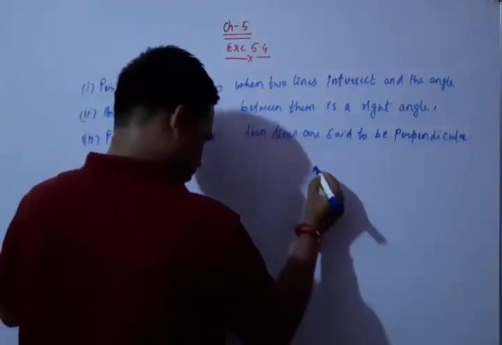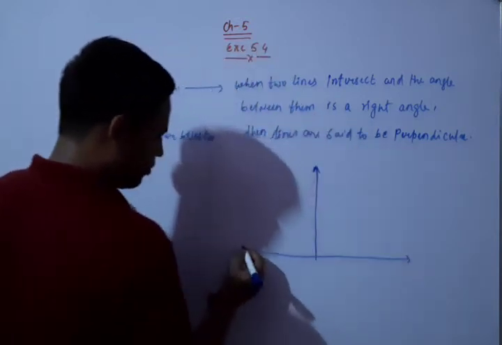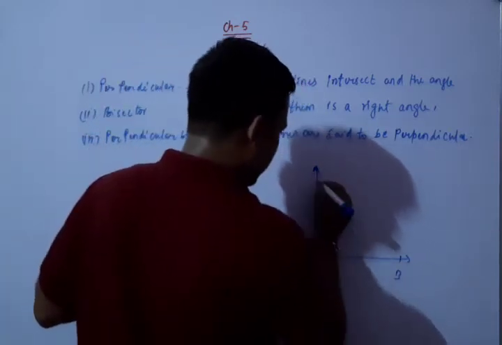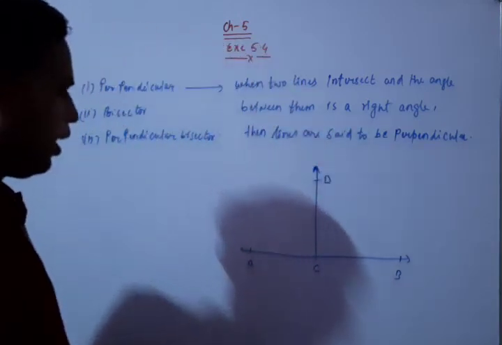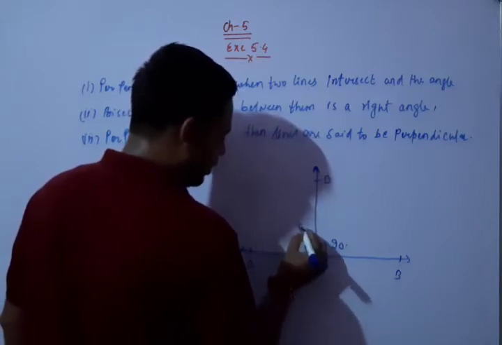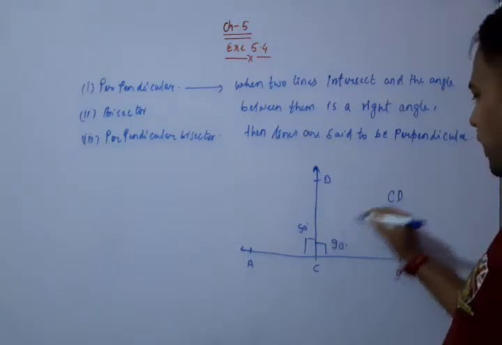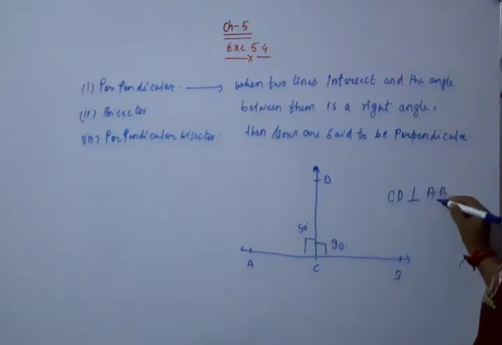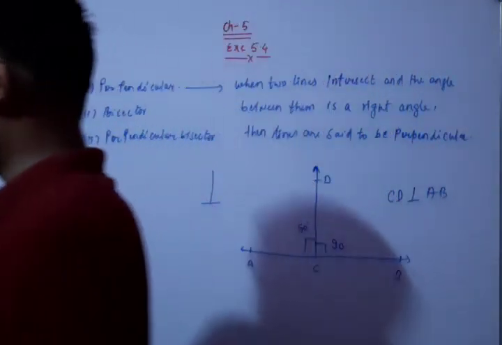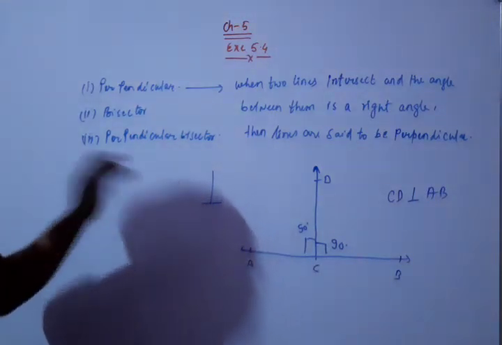Suppose A, B, this is C, D. So here this side will also be 90 degrees and this side will also be 90 degrees. So here CD is perpendicular to AB. This sign is used to represent perpendicular.